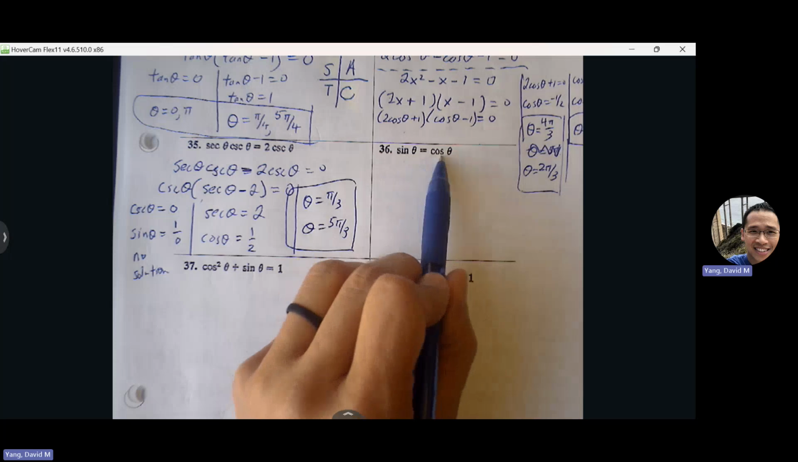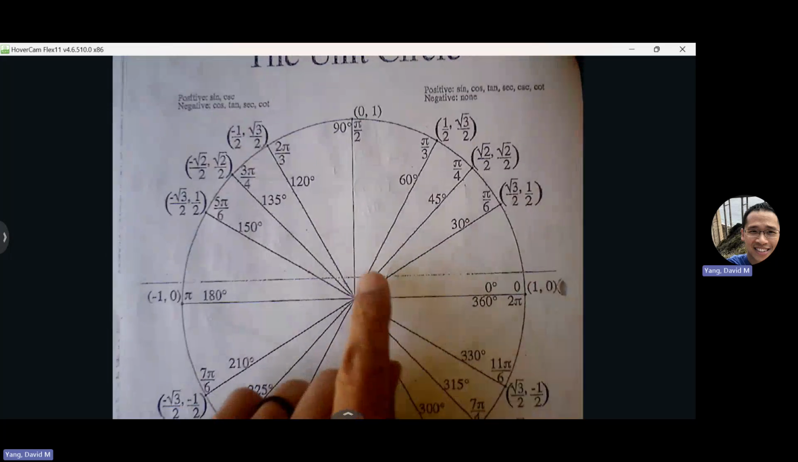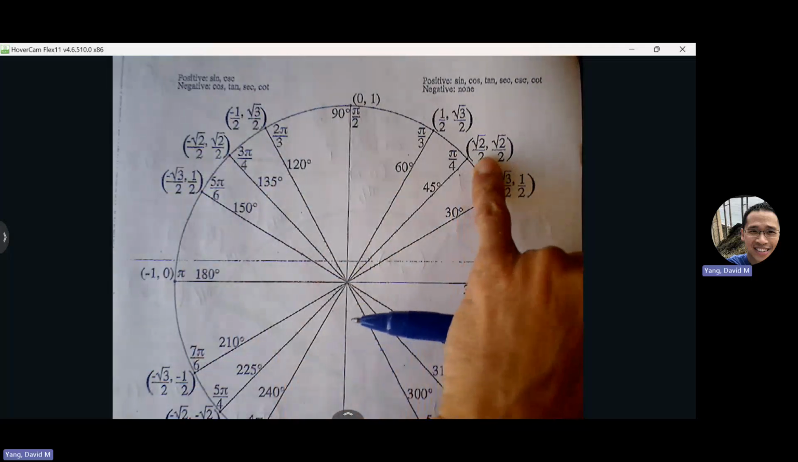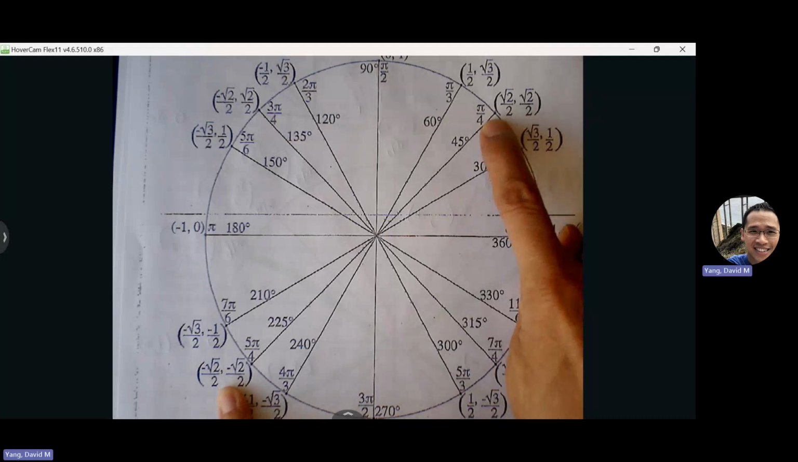Where is sine equal to cosine? If you look at the ordered pairs, where is sine equal to cosine? We see that your x and y values are the same in that pi over 4 family, right? So it would be pi over 4 and 5 pi over 4.